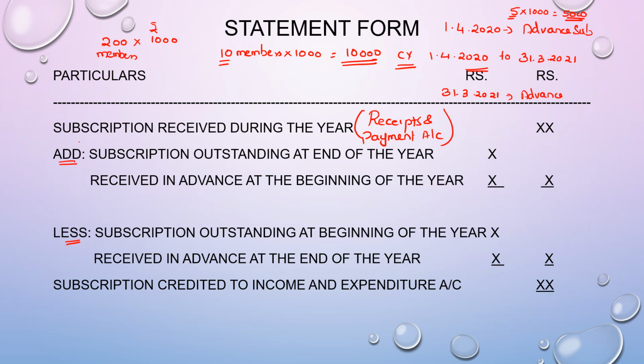You just have to remember that you start with the subscription received during the year, which is given as per the receipt and payment account, the entire amount that has been received. To that you add outstanding at the end of the year and advance at the beginning of the year. And you subtract the opposite, outstanding at the beginning and advance at the end, to arrive at the amount of subscription which you would be crediting to the income and expenditure account as an income of the year.